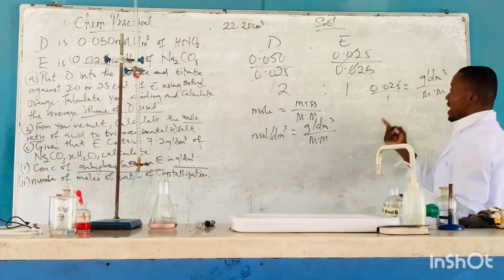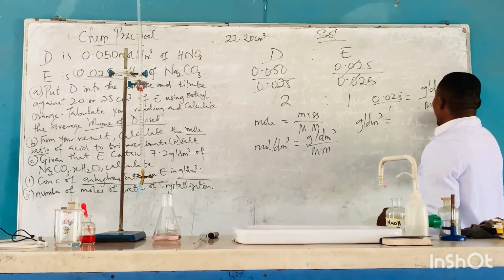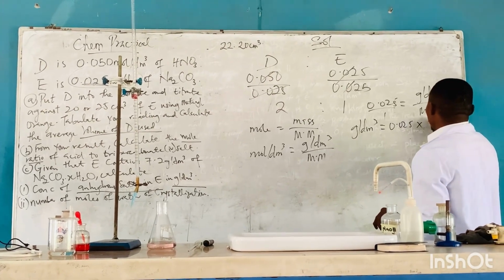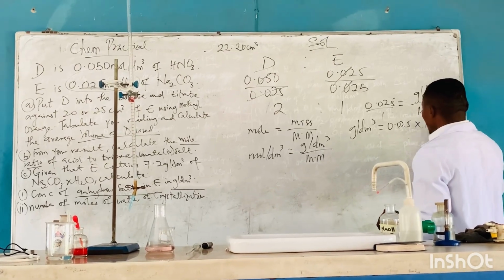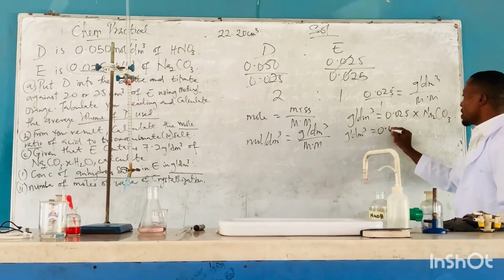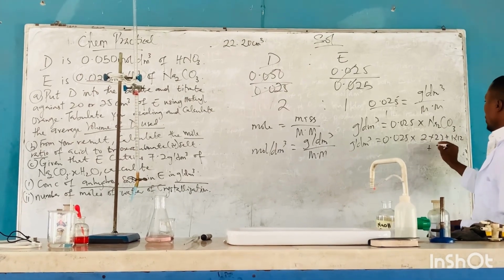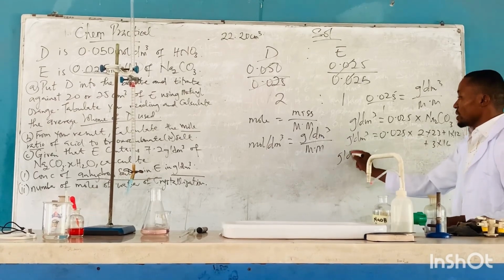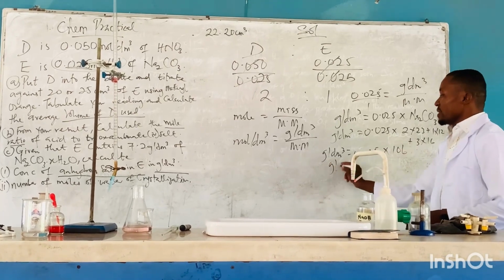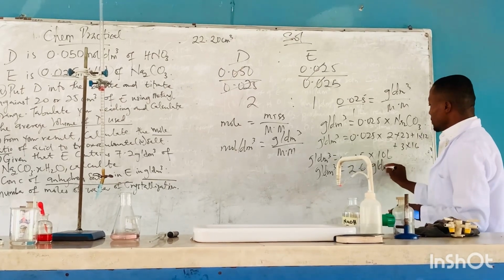When I cross multiply, don't mind my grammar, gram per dm3 is equal to our molar mass for the anhydrous salt, you look for it. That will give us 0.025 times the molar mass of Na2CO3. All this will be given to you in the question. If you add up all these, 2 times 23 plus 1 times 12 plus 3 times 16, everything will give you gram per dm3 is equal to 0.025 times 106. When you punch your calculator, you're going to get about 2.65 gram per dm3.